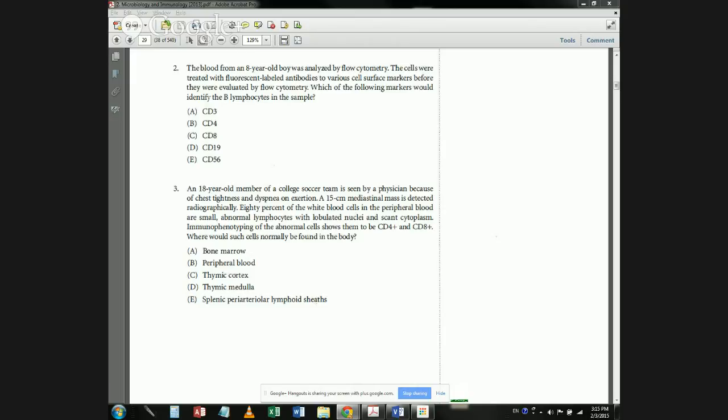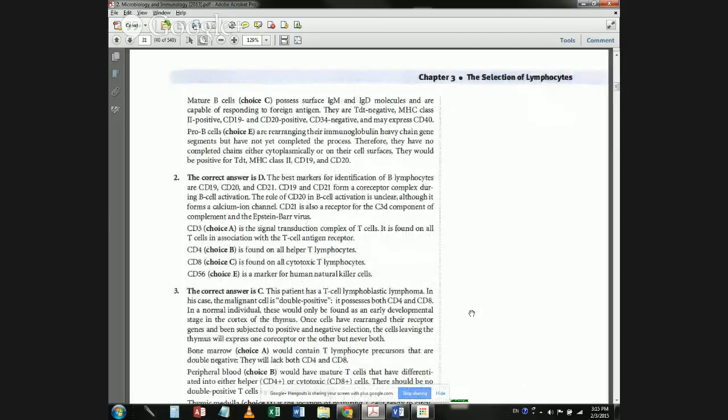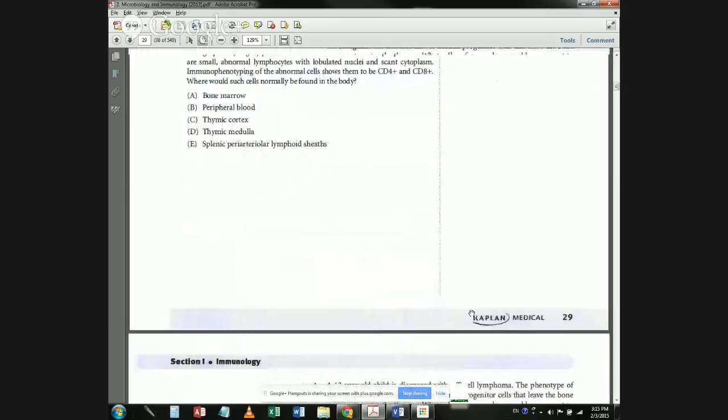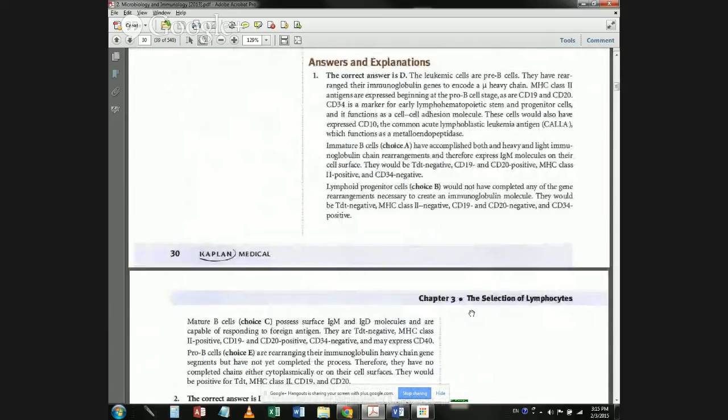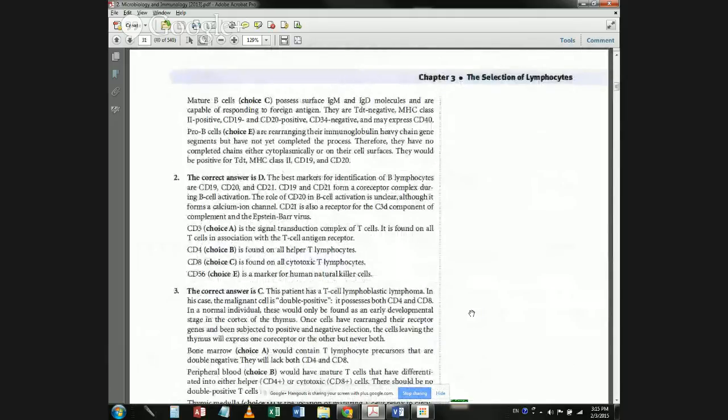Let's see how right I am. I said thymic cortex, right? Which was C. Indeed it was. The correct answer is C. This patient has a T cell lymphoblastic lymphoma, as opposed to ALL. This is TLL.